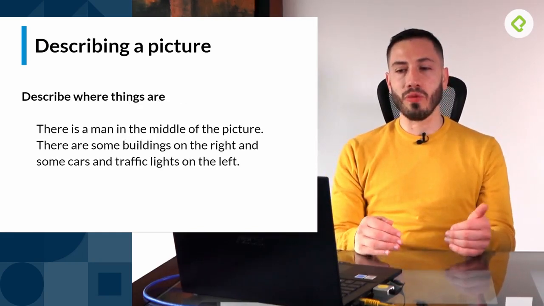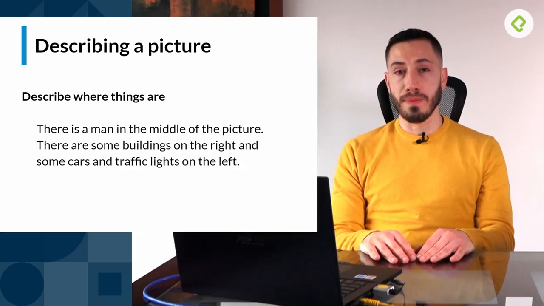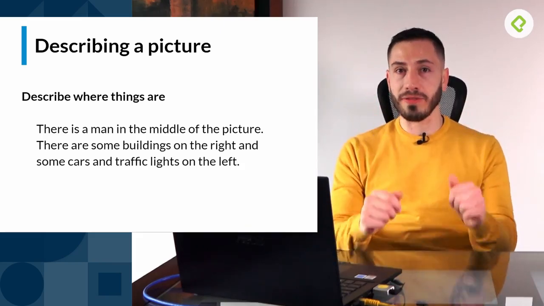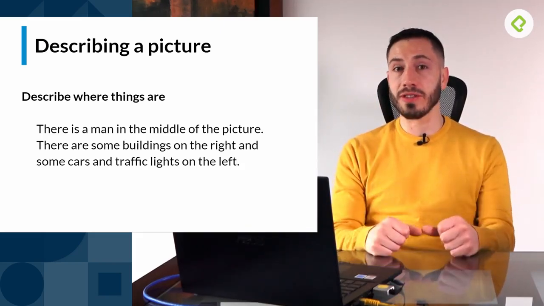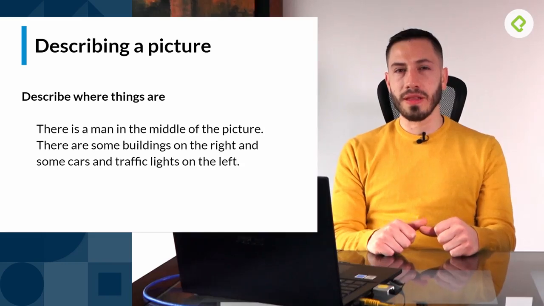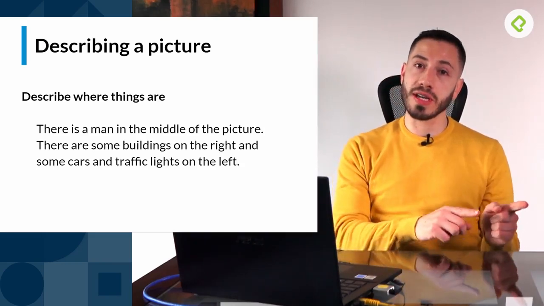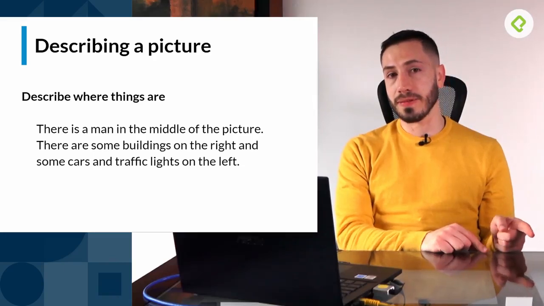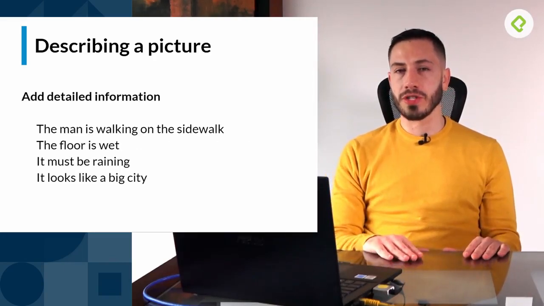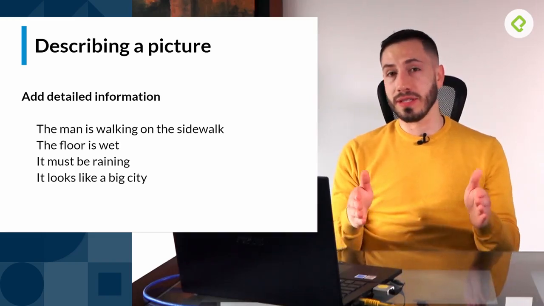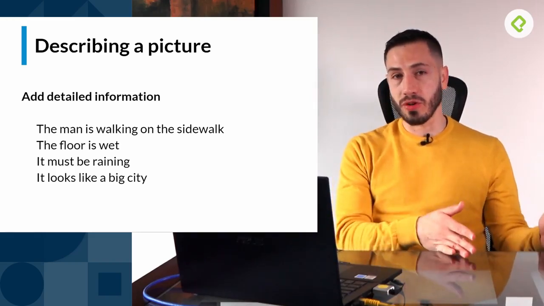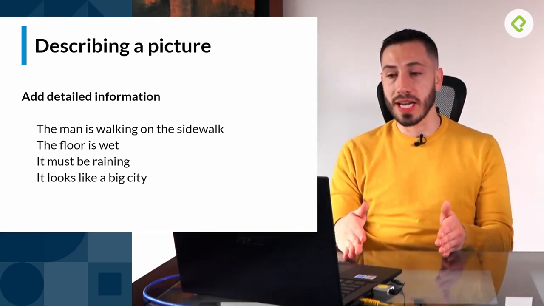Let's now describe where things are. The man is in the middle of the picture. He's the protagonist of the picture, right? There are some buildings on the right and some cars and traffic lights on the left. And some more detailed information would be the man is walking on the sidewalk. He's not walking on the avenue, right? He's walking on the sidewalk.